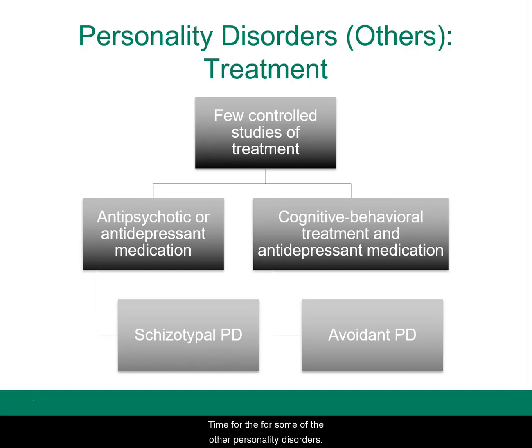Okay, for some of the other personality disorders, we have treatment protocols as well. For schizotypal, we're using antipsychotic and antidepressant medication. For avoidant, we use cognitive behavioral treatment and antidepressant medication. So these are just a couple of the examples of other treatment protocols for some of the other personality disorders.